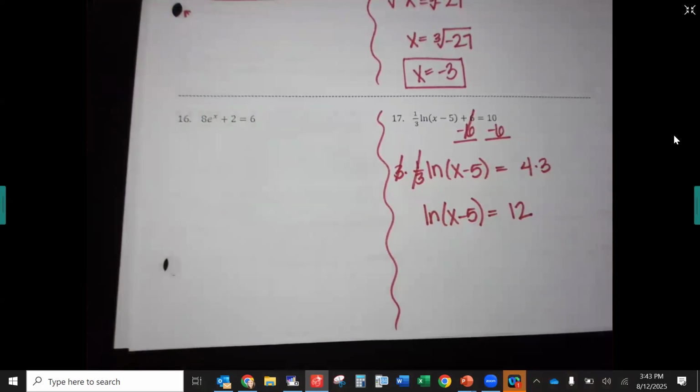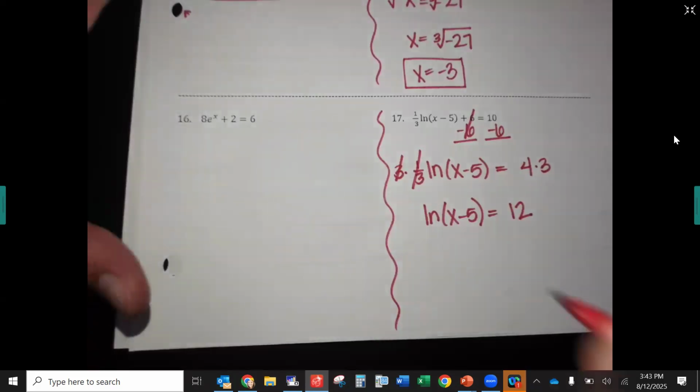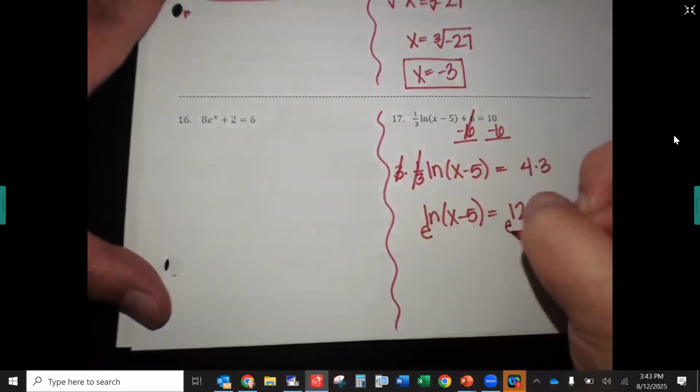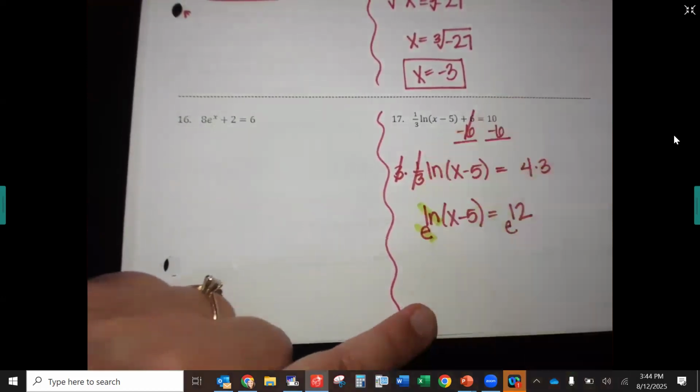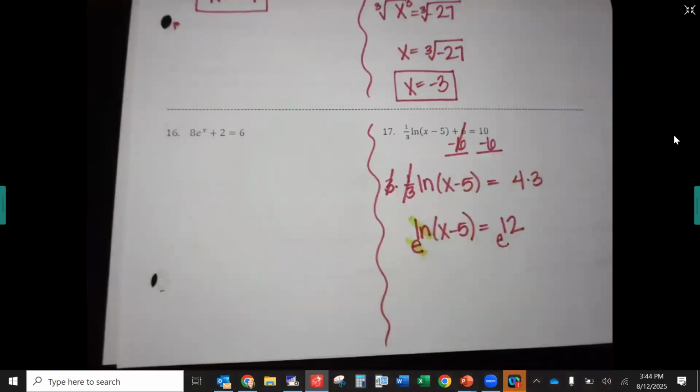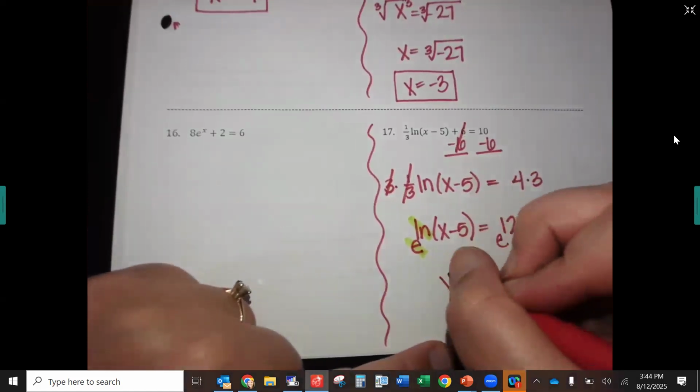From here, my class, we covered this in December, so it's been a while. But how do I undo an ln? It's a special letter. E. Very good. E and ln are inverses, they eliminate each other. So when I use E on the ln, these are gone. I just have the x minus 5, and then how do I get rid of the -5?